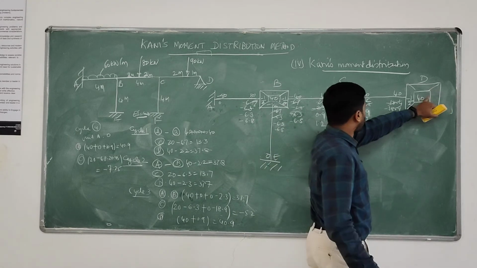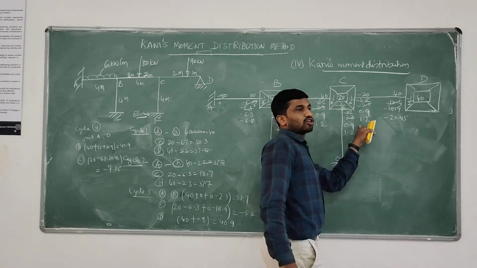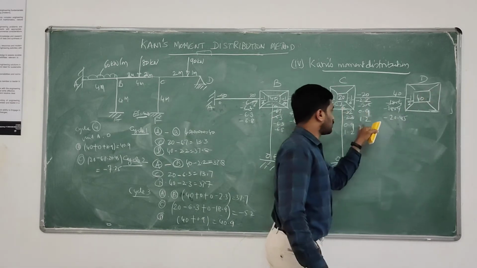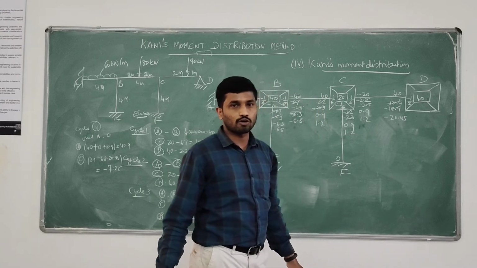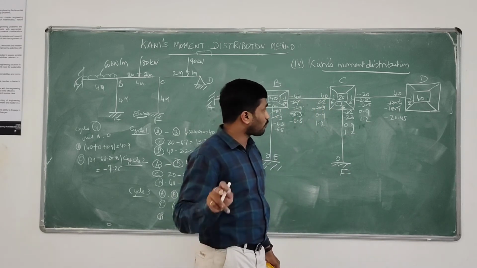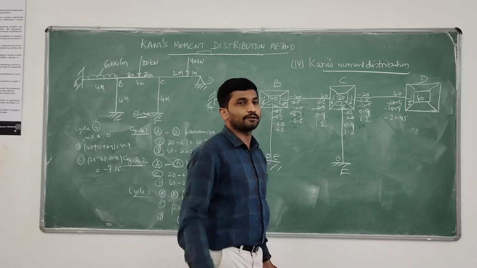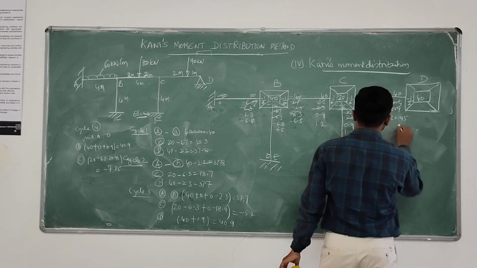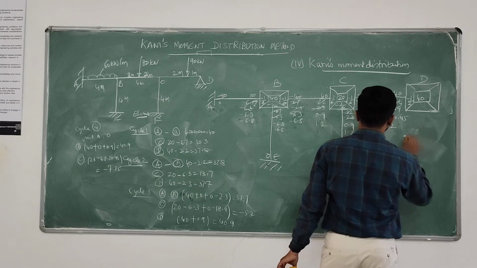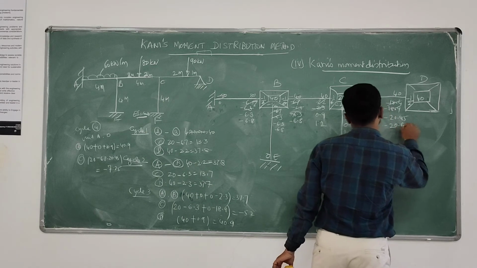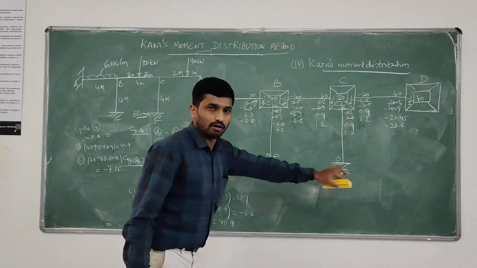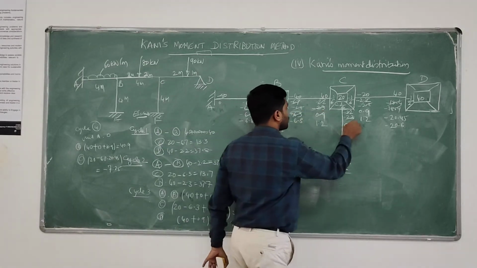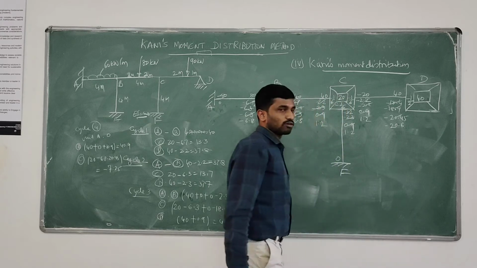Joint D is 40, and the rotation contribution from the far end is 1.2. 40 plus 1.2, that is 41.2 divided by 2, which is 20.6. So minus 20.6. Once we have computed all the contributions, ignore the previous cycle contribution.